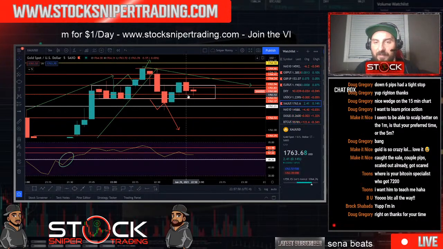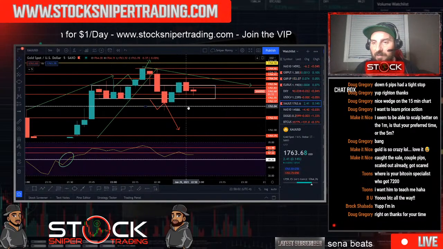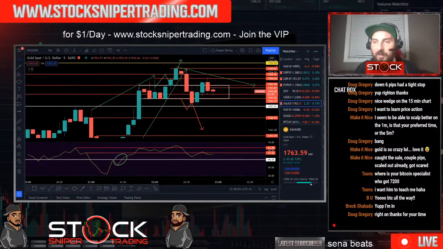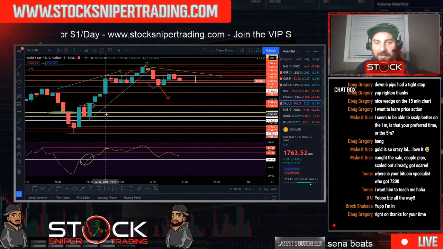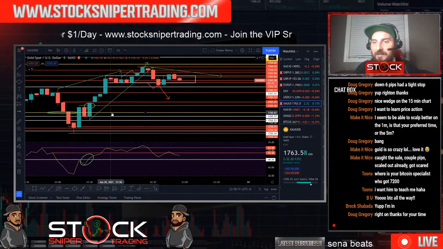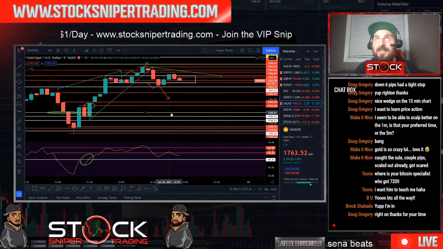If gold breaks below 1763.40 and then we lose this low down here, 1763, look for gold to come and revisit, retrace back down to this yellow line. It could possibly come back down to the 1761, 1760 area. What is the yellow line? The yellow line is daily support.